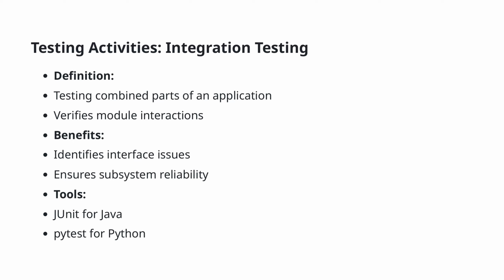One of the main benefits of integration testing is its ability to identify issues at the interfaces of the combined modules. By doing so, it ensures the reliability of subsystems before they move further along the testing pipeline. Essentially, this testing phase helps confirm that different pieces of the system are seamlessly working together. For tools, we often rely on JUnit if you're working within a Java environment, and PyTest if you are dealing with Python applications. These tools help streamline and manage the integration tests efficiently.